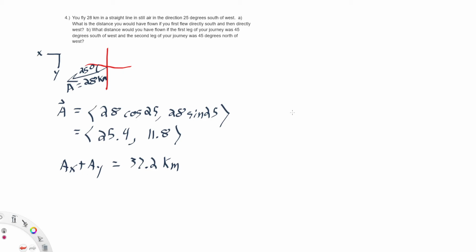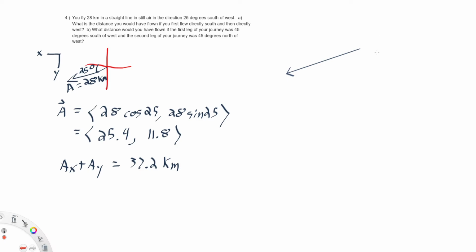Part C then asks, what if instead of going directly south and then directly west, you started going 45 degrees southwest and then did 45 degrees northwest to reach the same destination? So there's our original travel itinerary. Apparently I am having trouble drawing straight lines today.